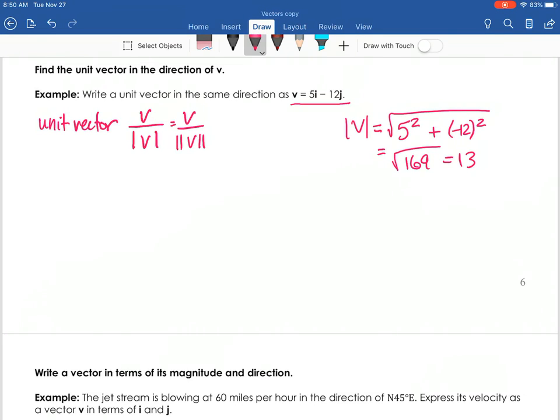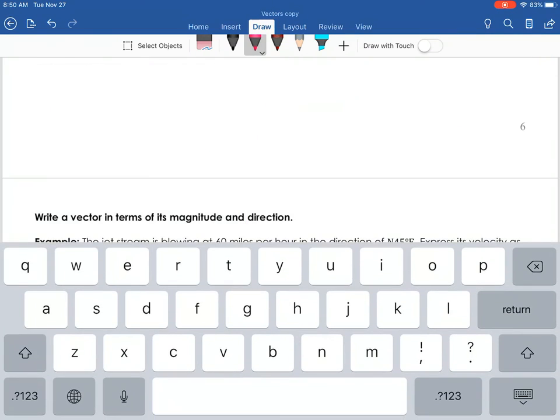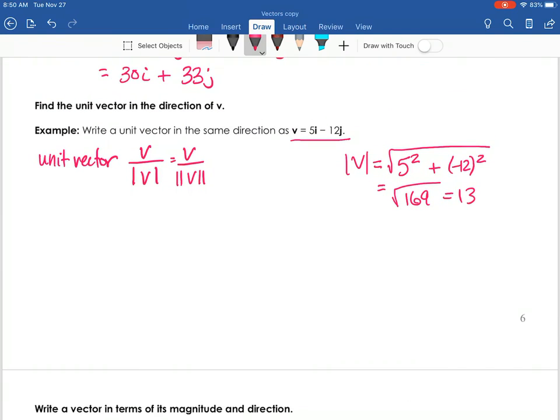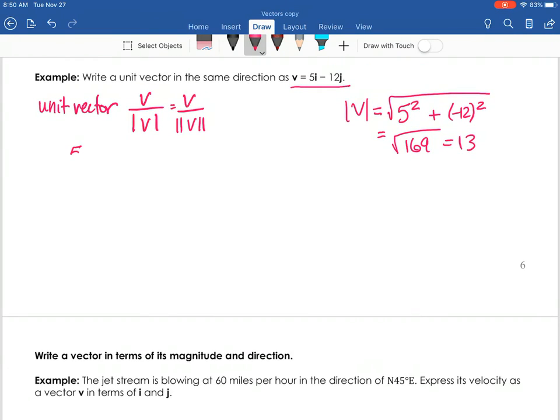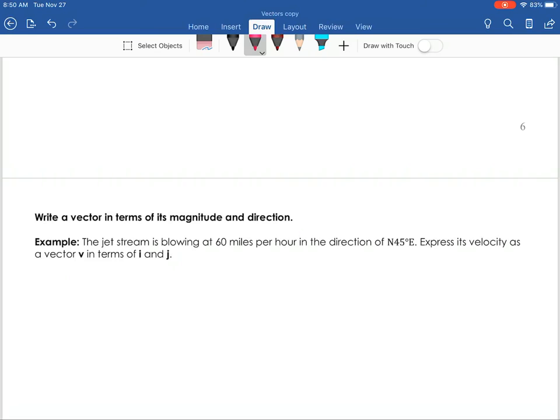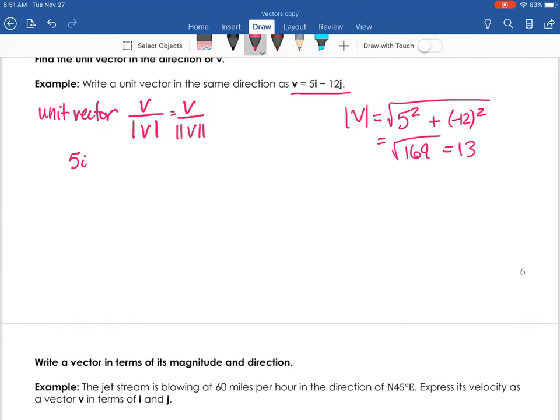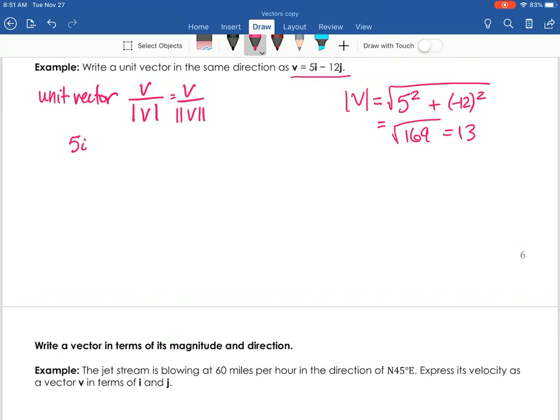Okay, so to find the unit vector, so that I have the same direction as this vector, but it's shortened down or lengthened out so that it has a length of 1, we're going to take the vector v, which is 5i minus 12j, and I'm going to divide by 13, which gives me 5 over 13 i minus 12 over 13 j.